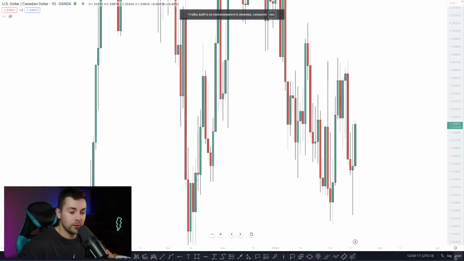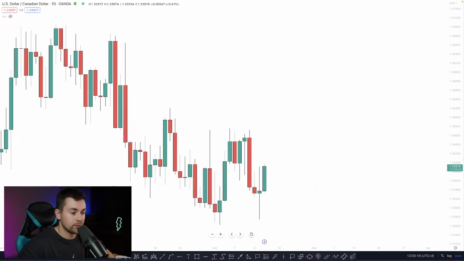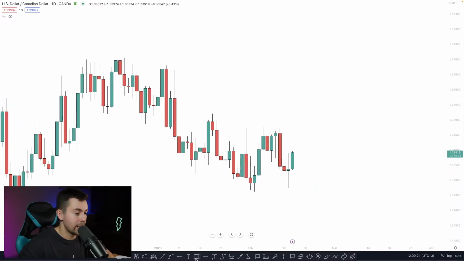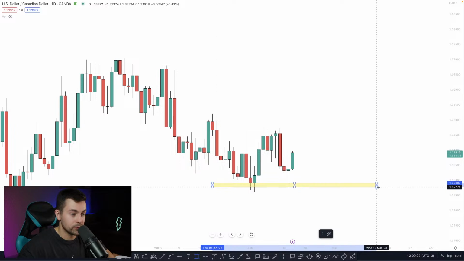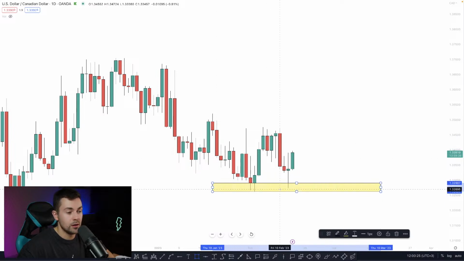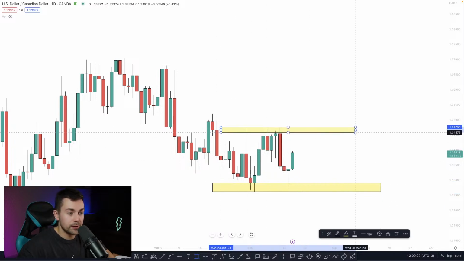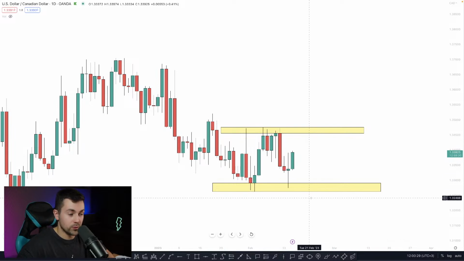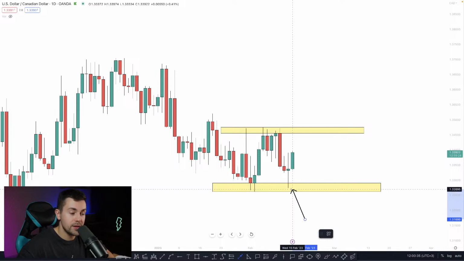Analyzing this one on a daily, from a current perspective here in dollar CAD, we have a horizontal range. Right here is the support of the range, and here is the resistance of the range. And we got a very nice rejection from the support of the range, and the price bounced from that.